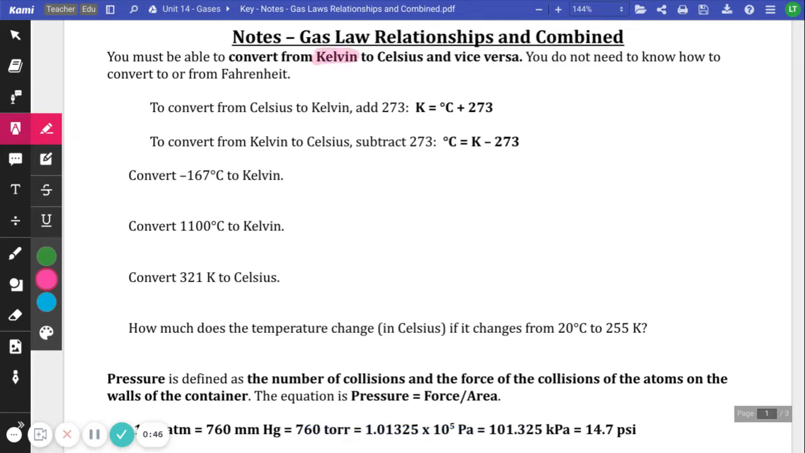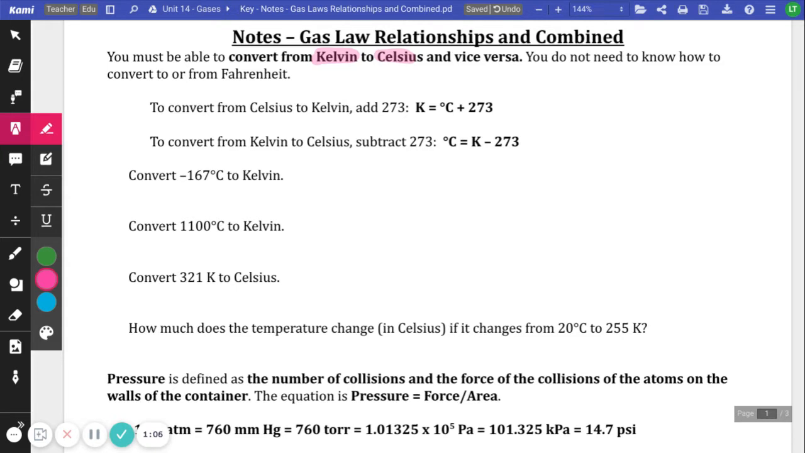Kelvin is maybe a new temperature unit for you. So you have to be able to convert from Celsius to Kelvin and vice versa. We don't need to worry about Fahrenheit. We don't use Fahrenheit in chemistry at all. So as long as you can get from Kelvin to Celsius or from Celsius to Kelvin, you are good. And it is super easy.